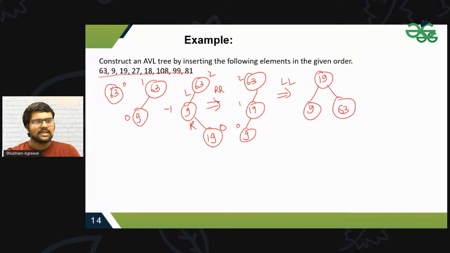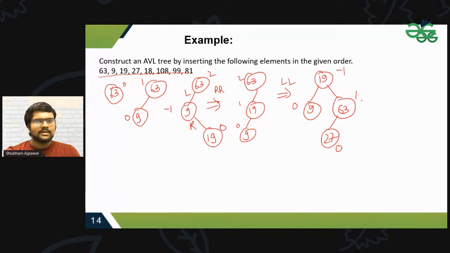Now when we insert 27, so 27 will be compared with 19, so it is greater than 19, so we will go to the right side. Here 63 is greater than 27, so 27 will be inserted here. And when we compute the new balance factor, it will be 0, it will be 1, it will be 0, and it will be -1. Okay, now let's insert 18.